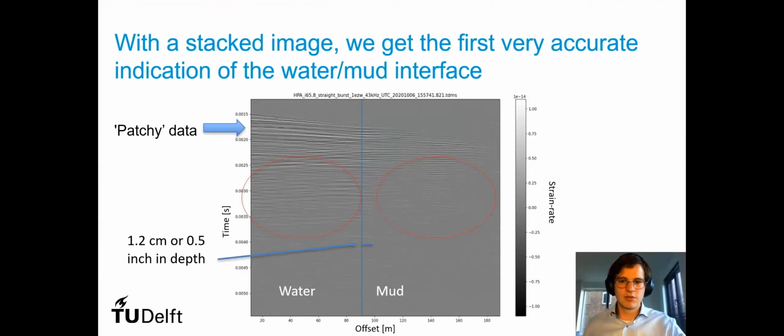With a stacked image, we get the first very accurate indication of the water-mud interface. Our later arrivals cease to exist in the mud, as can be seen on the right of the blue line. We can determine the water-mud interface with an accuracy of less than 1.2 centimeters, or about half an inch in depth. This is the most accurate non-intrusive method to the best of our knowledge for doing so. And all we did so far is just stack the image.